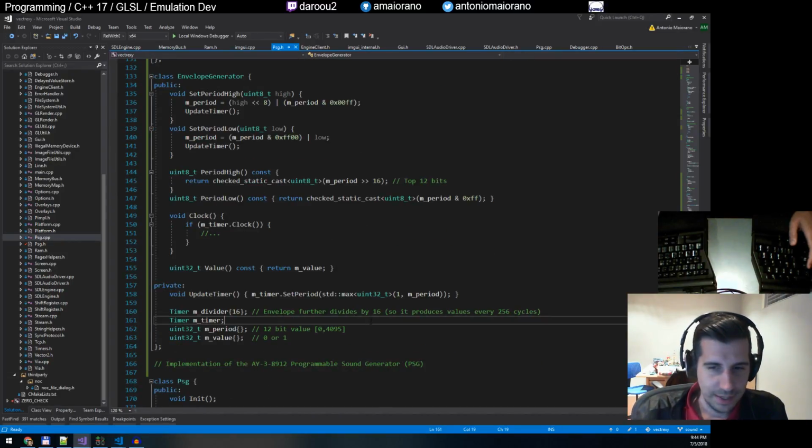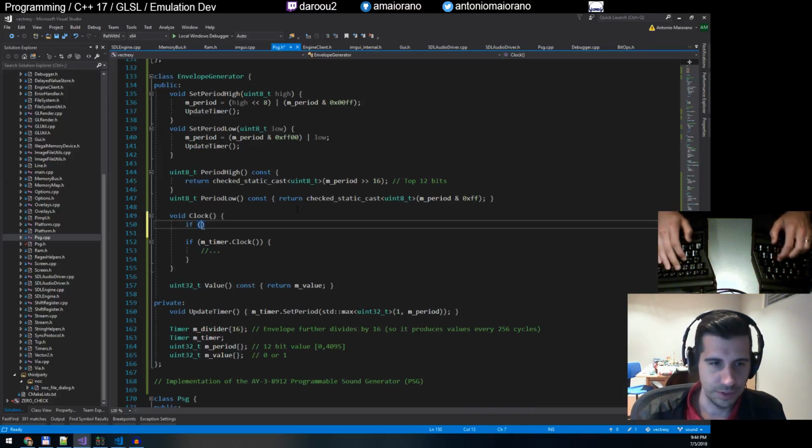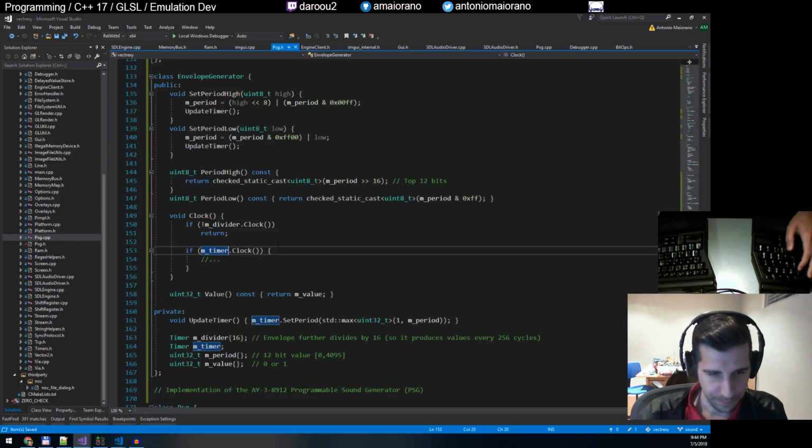All right, so we got this, and then what we'll do is we'll just add a little clock here. So we'll just say if the divider clock, so if not, I'll just do this. And then when it passes, we'll check our timer, and the timer is actually the period timer.